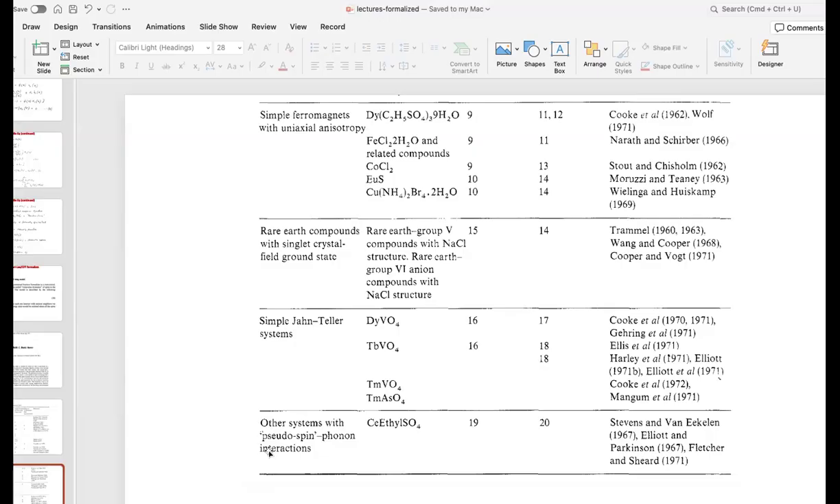And the reason why it matters is today, this was in 1973, but 50 years later, the interest in transverse Ising model has really come back. Why? Because it is seen.